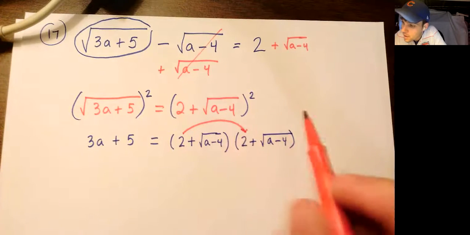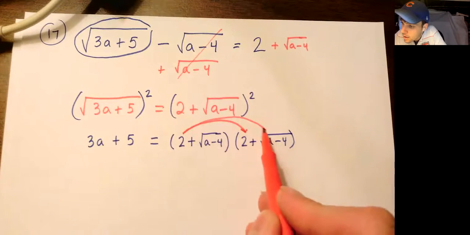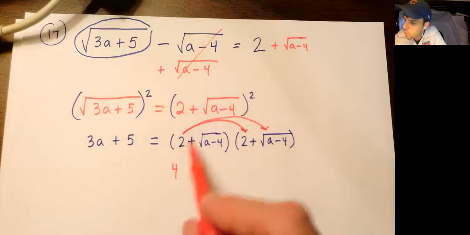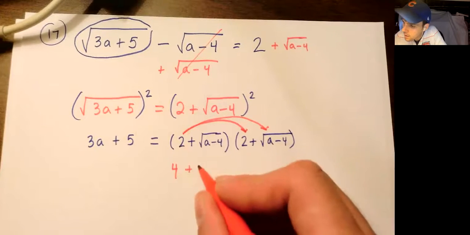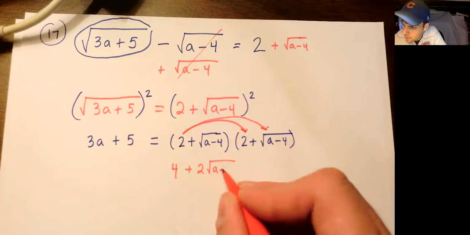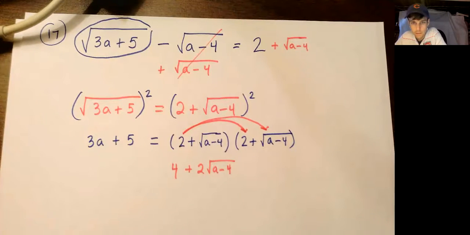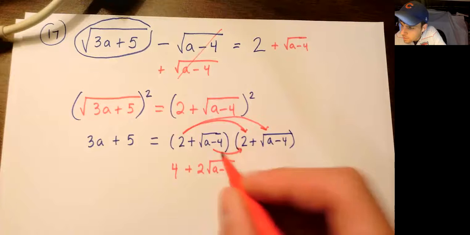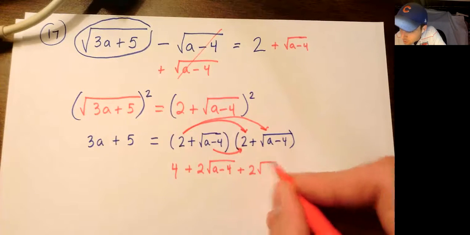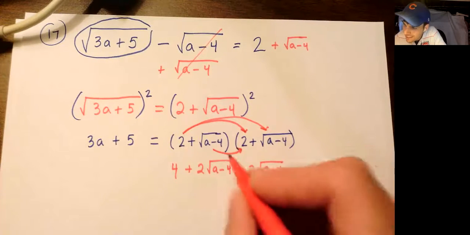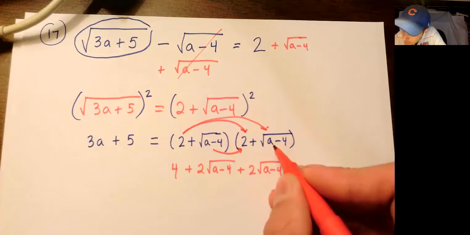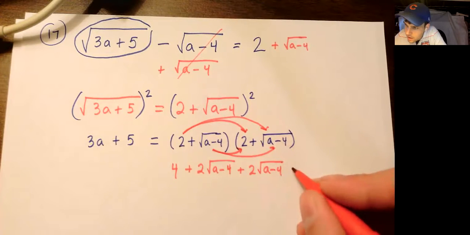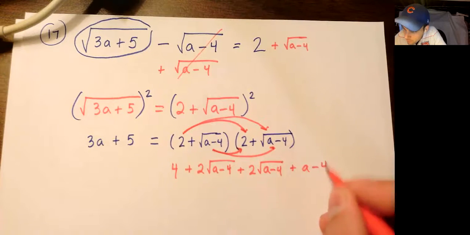Multiply 2 times that, and 2 times that. So that's going to be 4. 2 times 2 is 4. And then 2 times the square root of a minus 4. And then on this side, I need to multiply the square root of a minus 4 times 2, which is 2 square root of a minus 4. And then I need to multiply the square root of a minus 4 times the square root of a minus 4, which is just going to give me a minus 4.